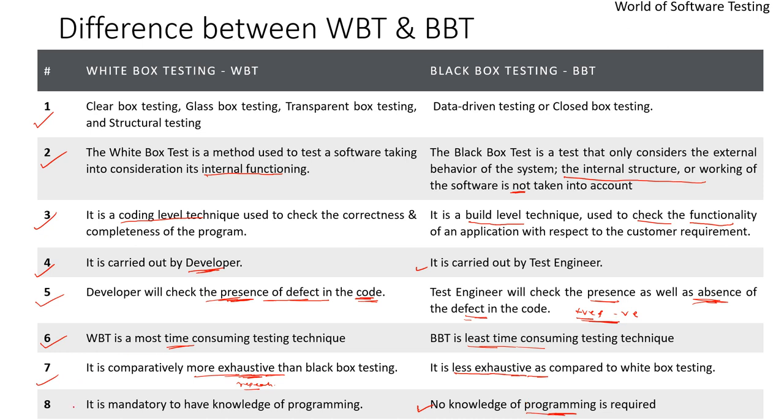So these are the 8 differences we have covered in this lecture. Just remember here, WBT is also called clear box testing technique, glass box testing, transparent box testing, and structural testing. There might be confusion between these names. The interviewer may ask what is glass box testing instead of white box testing. So that's why we must know all these different names for the WBT. Similarly, black box testing is also called data driven testing or closed box testing. Again, we must know all these names for the black box testing technique.